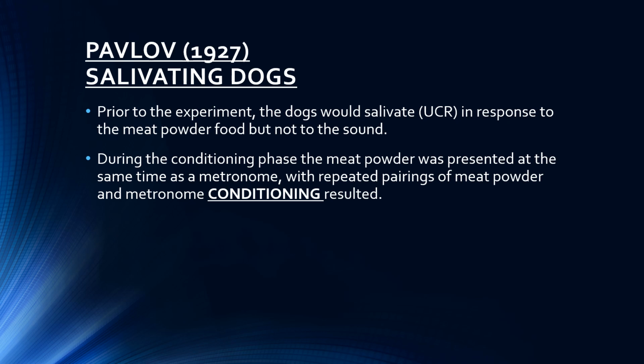So as he went through, it is referred to as meat powder. For anyone who has a dog, if you feed them dry food, that's what meat powder was back in 1927. So that's what he means when he's talking about powder. But anyway, it was presented at the same time as a ticking metronome or the sound of a bell, with repeated pairings to create the conditioned results.